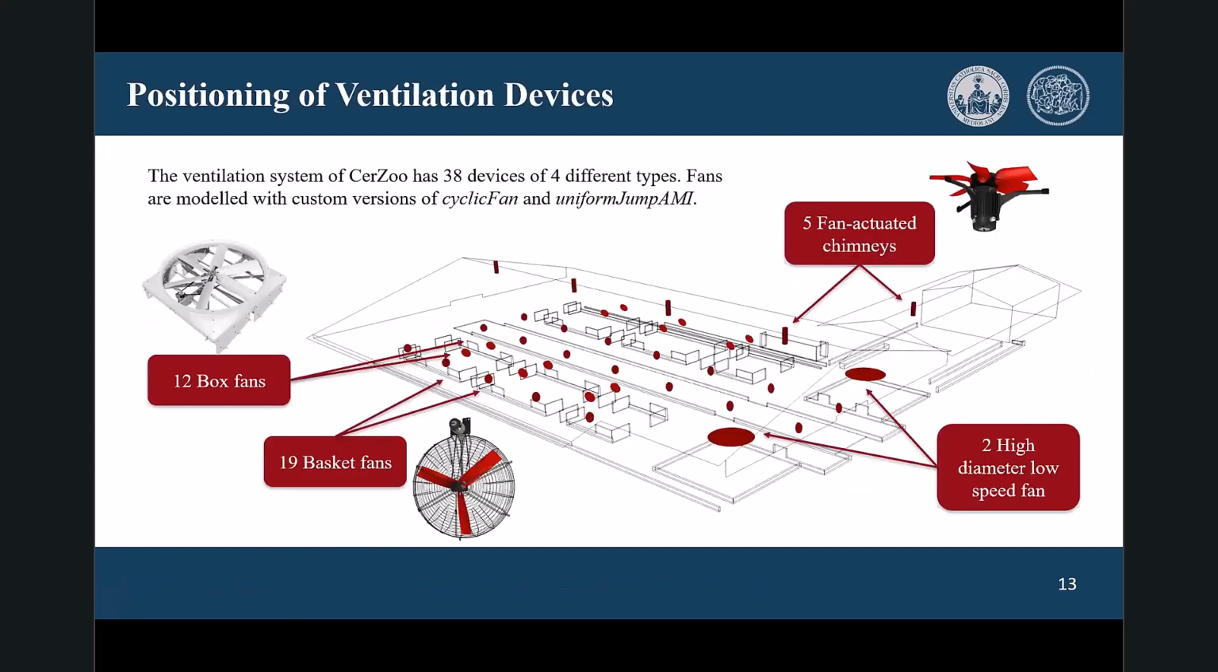Another interesting aspect of the simulation of livestock buildings is the modeling of the ventilation system. We have around 40 ventilation devices, including 30 high-speed fans and 5 chimneys. We are modeling all ventilation devices as disc-shaped cyclic patches with a custom boundary condition derived from the cyclic fan and the uniform jump. The pressure difference between the two sides of the cyclic patch has been computed starting from the thrust of the fan that has been measured by the manufacturer.